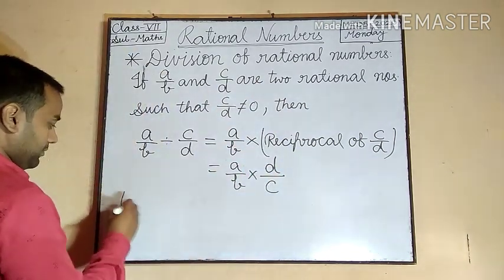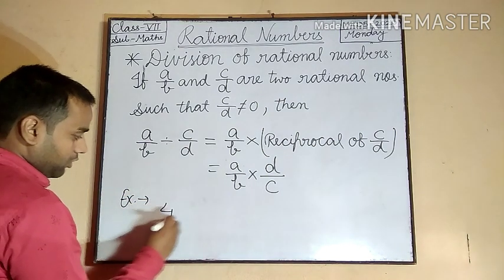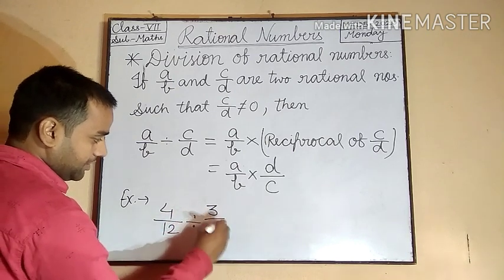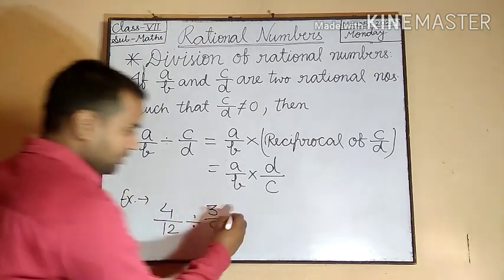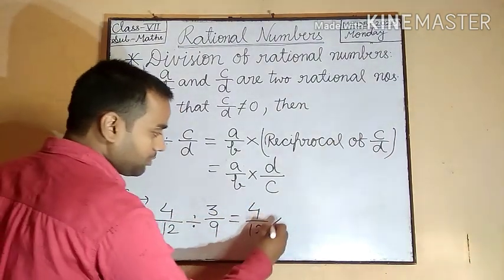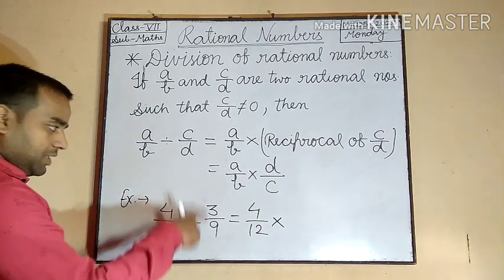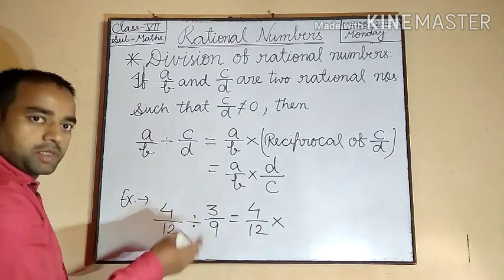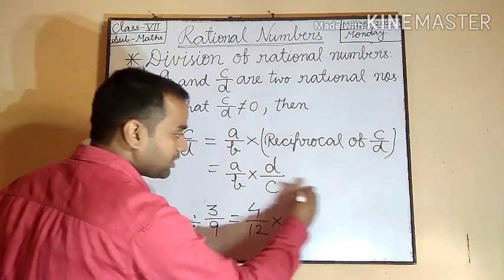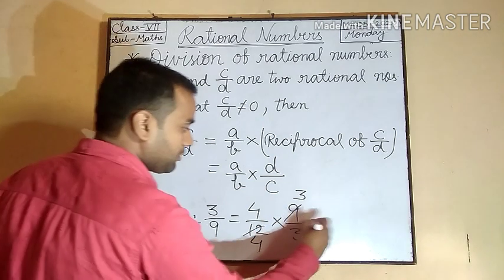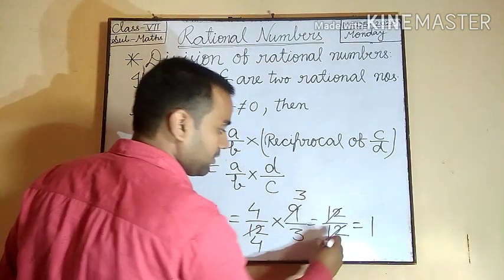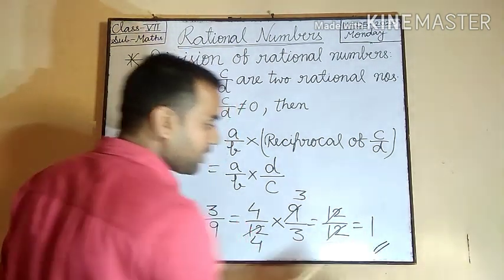For example, 4 by 12 divided by 3 by 9 is equal to 4 by 12, written the same. Divide converts into multiply. So we write here the reciprocal of 3 by 9, which means 9 by 3. Lastly we cancel out: 3 threes are 9, 4 threes are 12, so 4 threes are 12 upon 12 is equal to 1. This is your required answer.